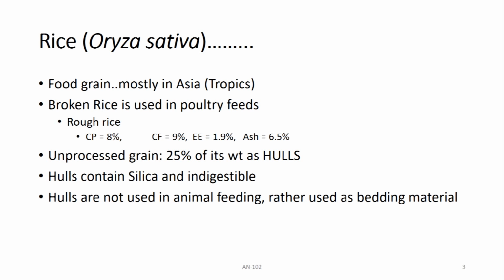Broken rice is used in poultry feed, and rough rice has 8% crude protein content. Unprocessed grain contains 25% of its weight as hulls. Hull is the outer covering of the seed. Locally, it is known as phak. Hull contains silica and is indigestible, so it is not used as a feed item. Rather, it is used as bedding material in poultry houses.